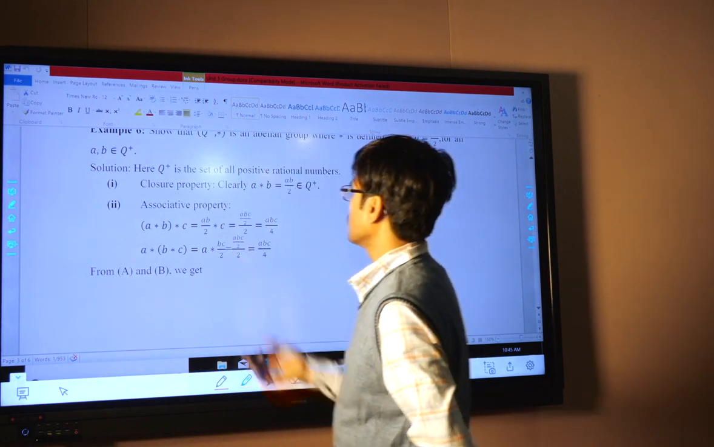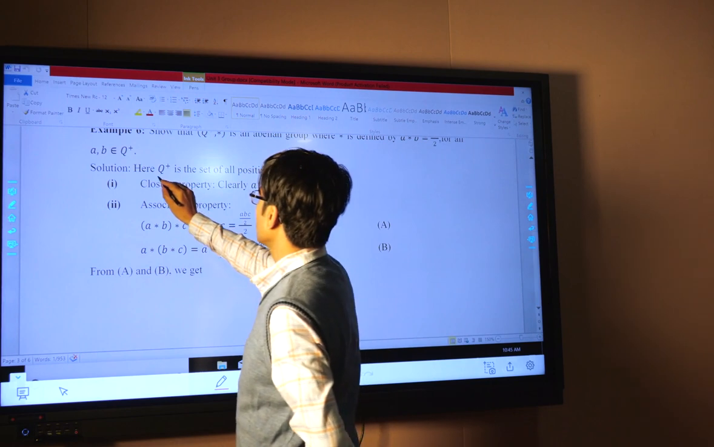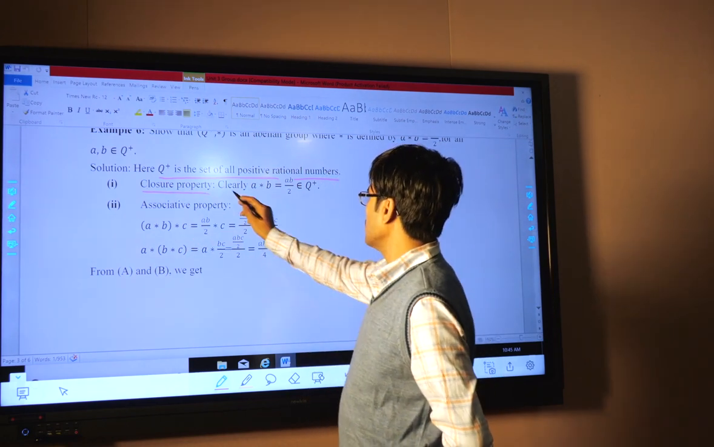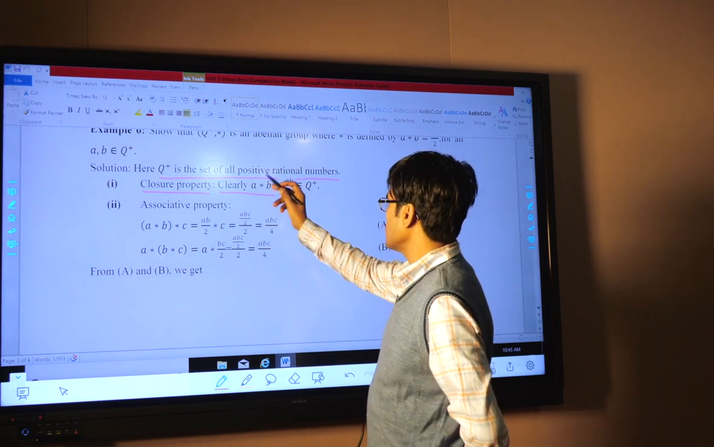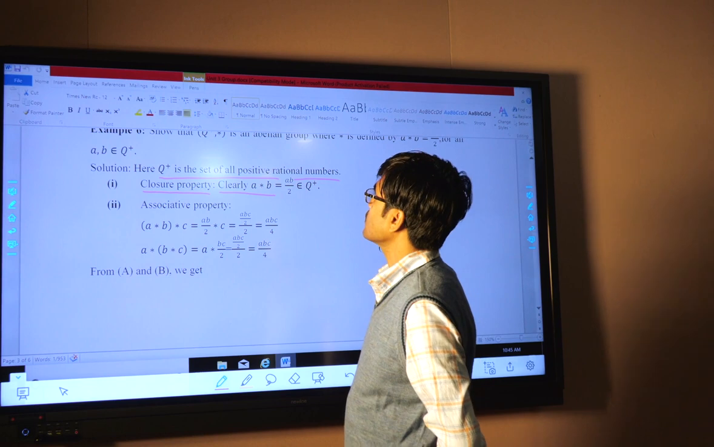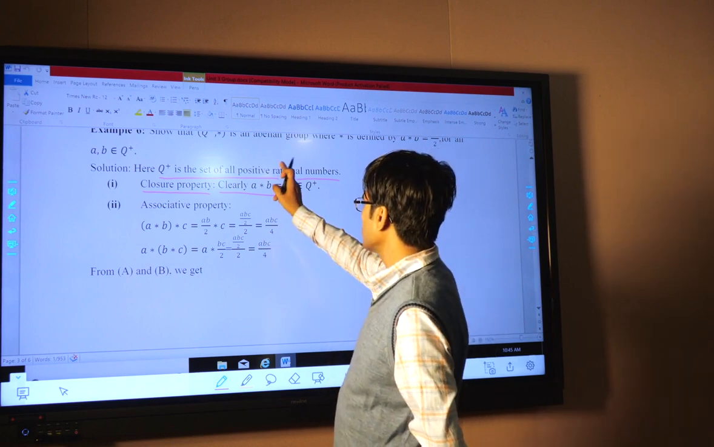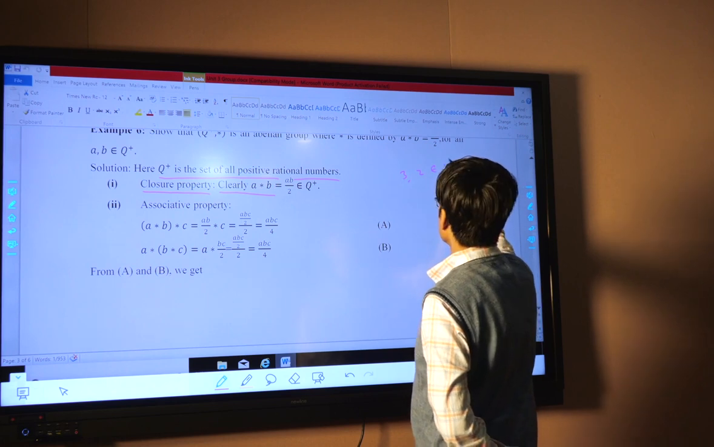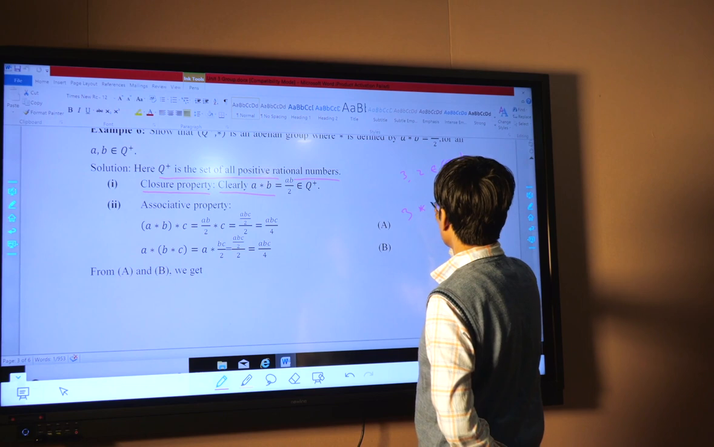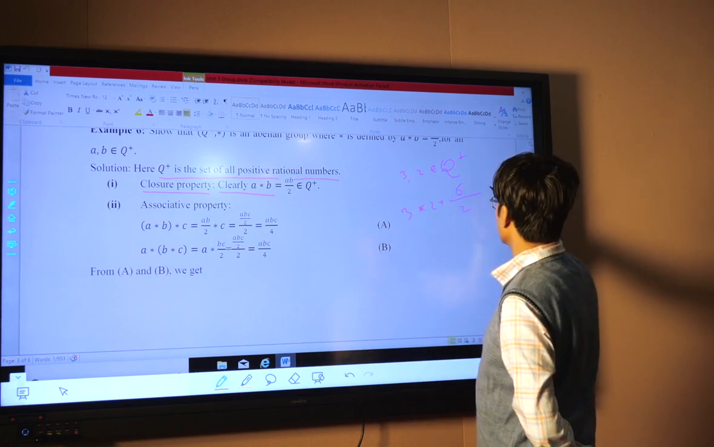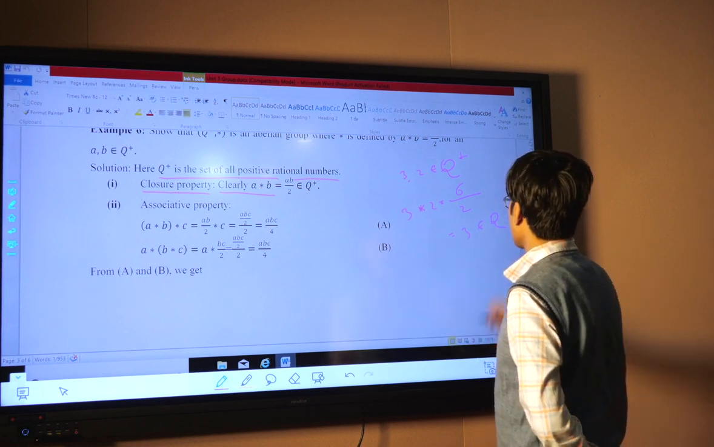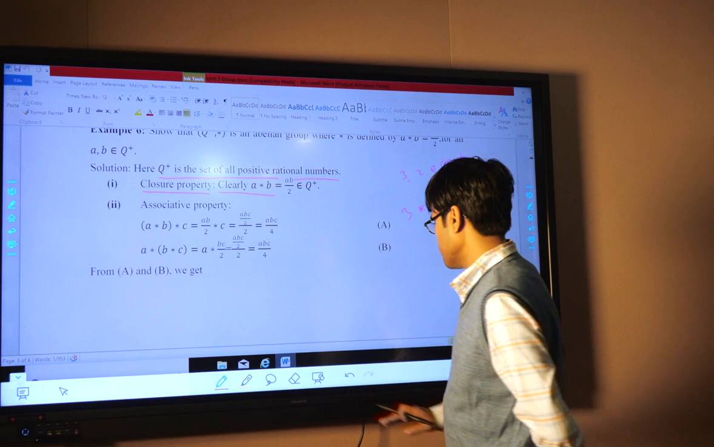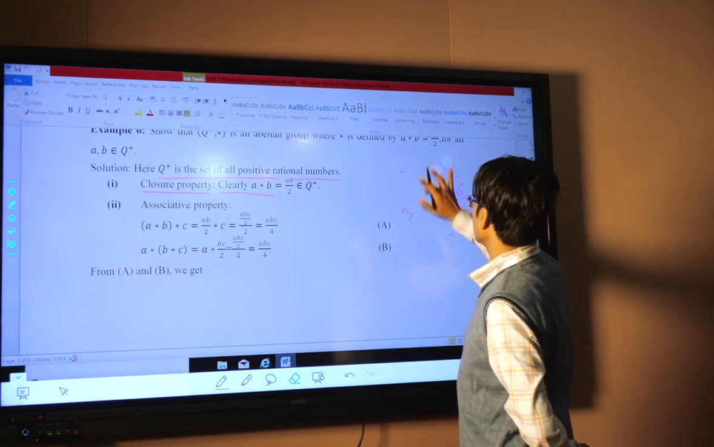Now go to the solution of example 6. Here Q plus is the set of all positive rational numbers. First we see the closure property. Clearly a star b is equal to ab by 2. Any elements we consider from the set of positive rational numbers will always satisfy this relation. For example, if we take 3 and 2 belonging to Q plus, then 3 star 2 is 6 by 2, which always belongs to Q plus. So for any elements from Q plus, this relation is satisfied, which means the closure property is satisfied.